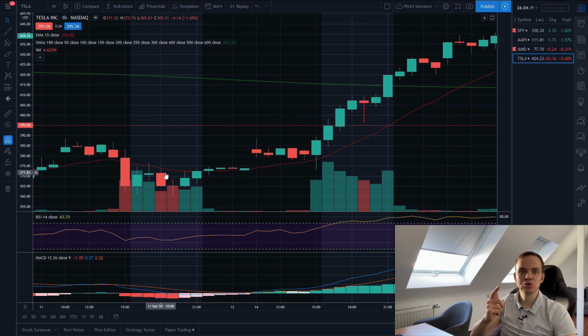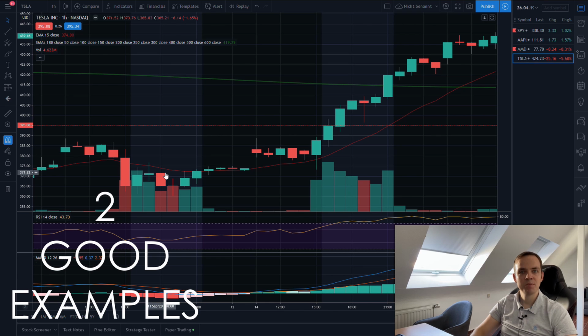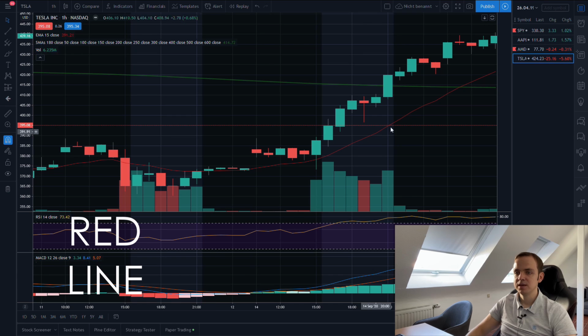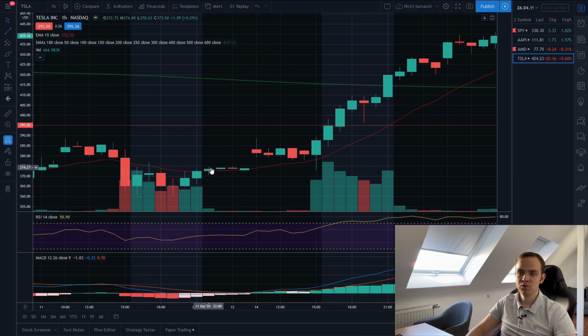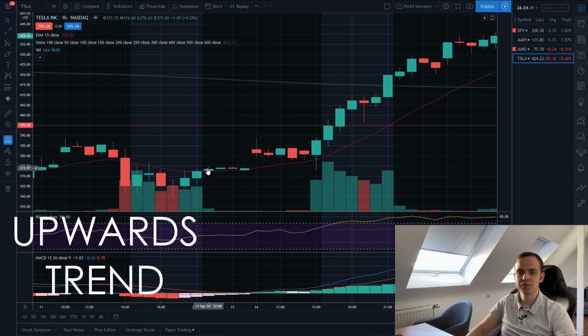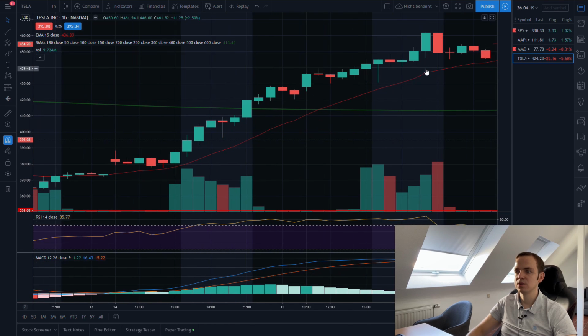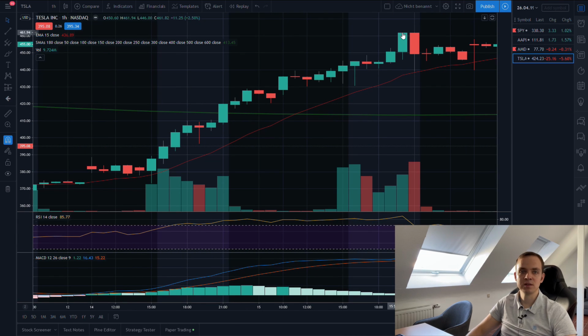I found two really good examples for an uptrend and a downtrend. First, let's look at an upward trend. This red line here is the moving average, and you can see as soon as the price crossed the moving average upwards, above the moving average, it goes from 374 up to $461. So, a clear upward trend.